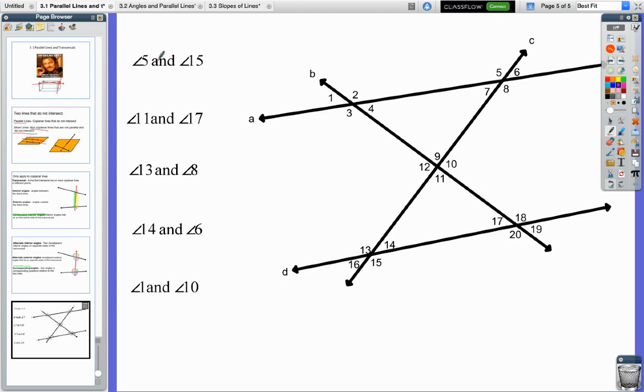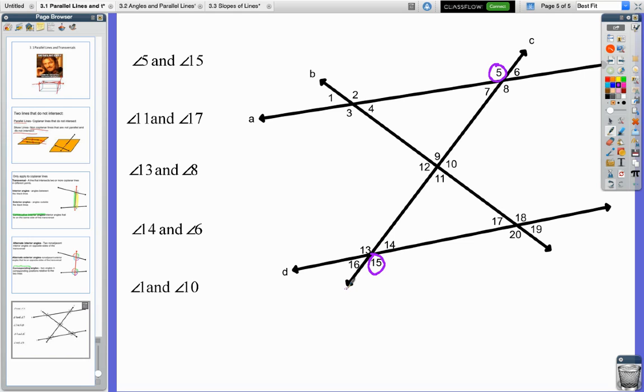So we're going to name whether these are alternate interior, alternate exterior, corresponding, or consecutive interior. So start with 5 and 15. We're talking about angle 5 right here and angle 15 right here. So if we look, we've got to figure out there's a lot more lines than normal. We got angle 5 right here. I'm going to just circle it, and angle 15.